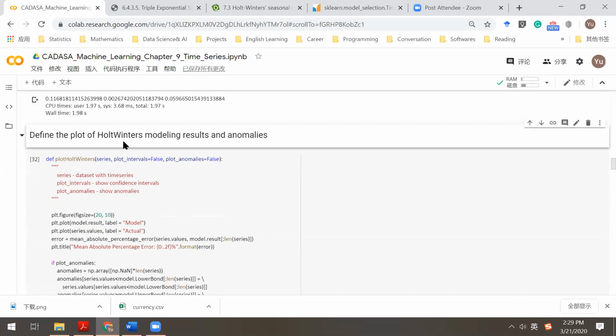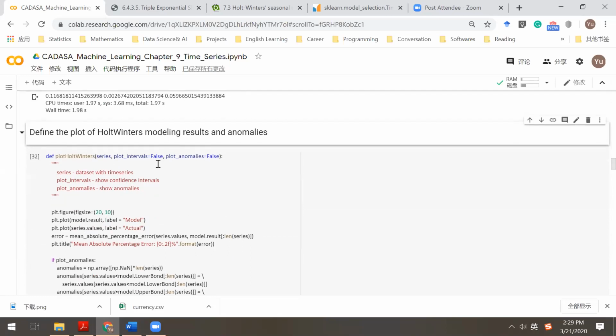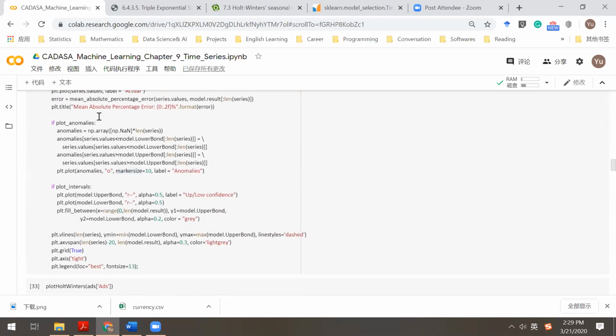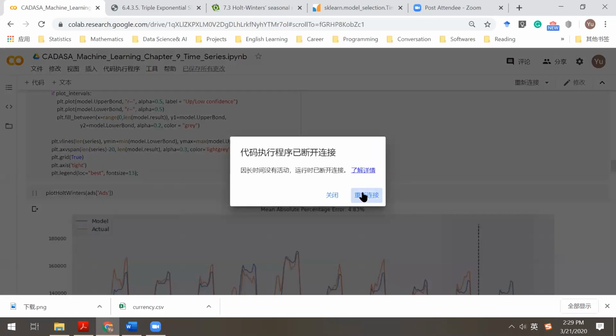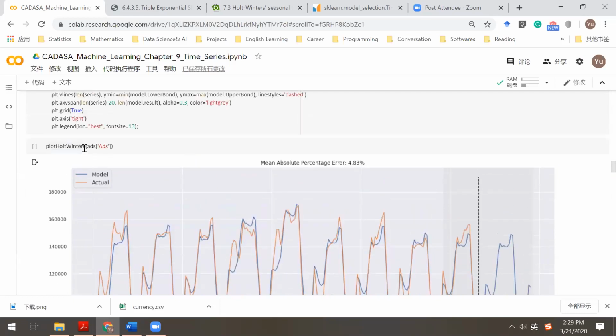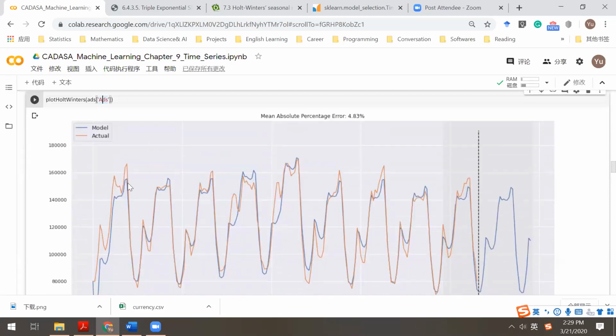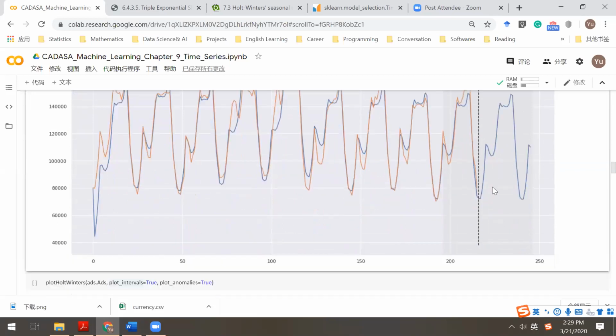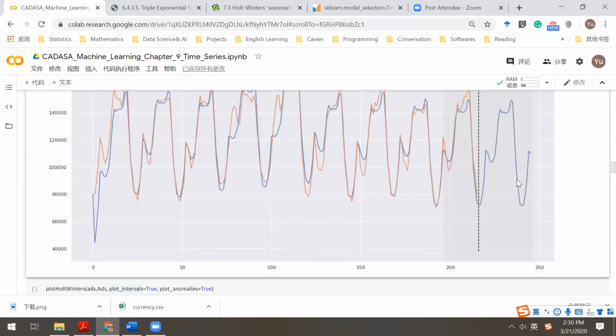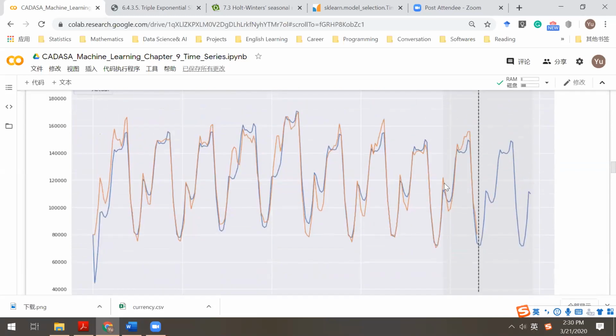And here we define the plot of this triple exponential smoothing model. I won't go into detail. They also defined how to plot the anomalies and the intervals, which is a little bit similar to the moving average. If we use this data, we could get a very well fitted curve, and we can set how much data we want to predict. Here there are 50 data points to predict. It looks better than the double exponential smoothing method.